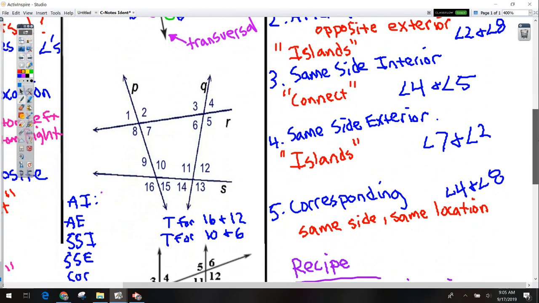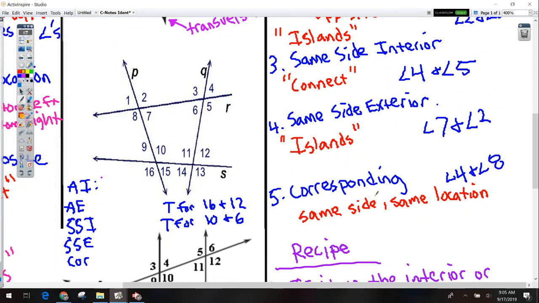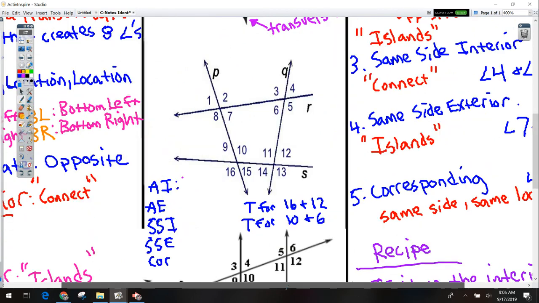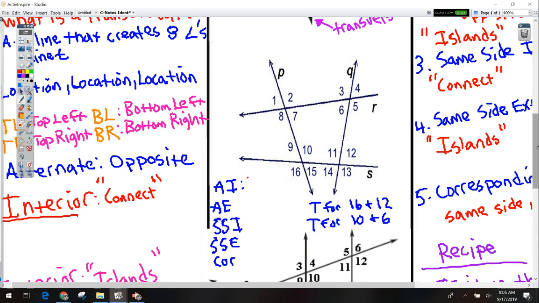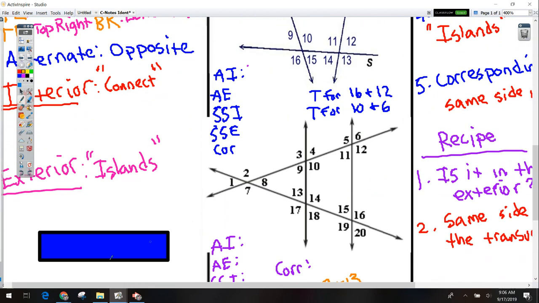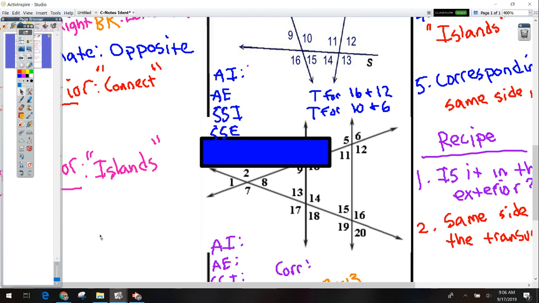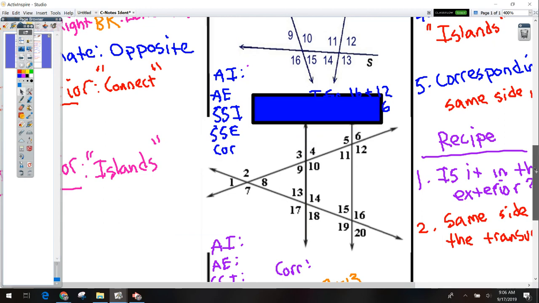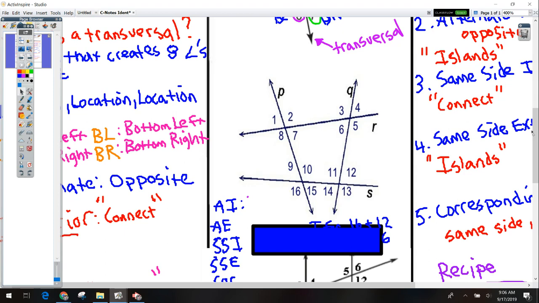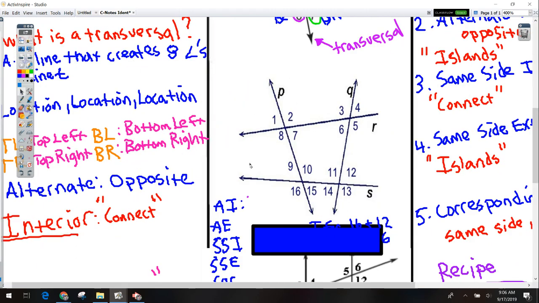Let's look at when it gets a little bit more complex, because you'll notice that we have more than 3 lines there. I'm going to grab this to show you a trick. If they make it a little more complex, you'll notice that we don't have just 8 angles there, we have 16. So what you're going to do is try to find the transversal that connects the 2 groups of 4, and then you're going to cover everything else up.